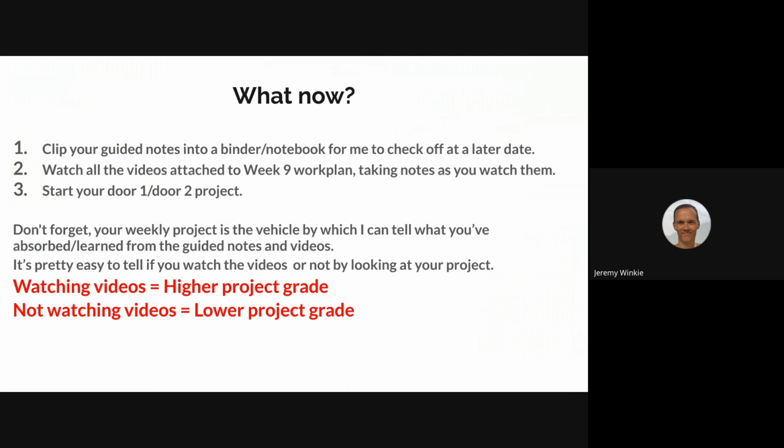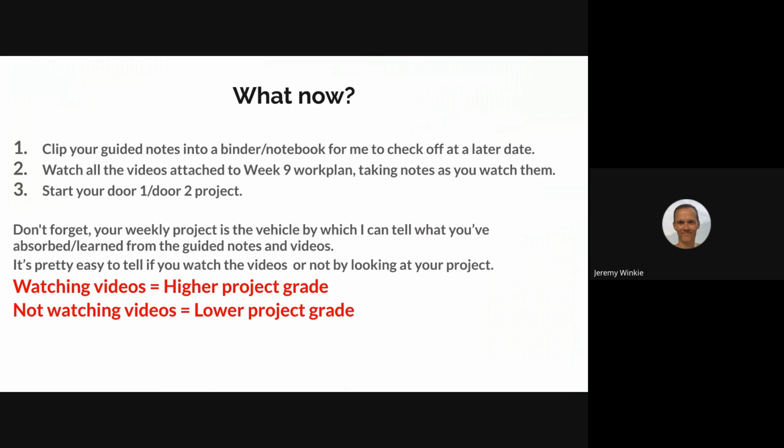Okay, and that's the end of the guided notes. Just as a reminder, if you're finished filling it all out, you'll want to clip it into a binder or notebook, and I'll check that off at a later date, probably the week after next. And then after you've clipped in your guided notes and saved them, you'll want to go ahead and watch all the videos that are on week 9's work plan, taking notes as you go. And then after that, you can start on your Door 1, Door 2 project, and that should be posted already.